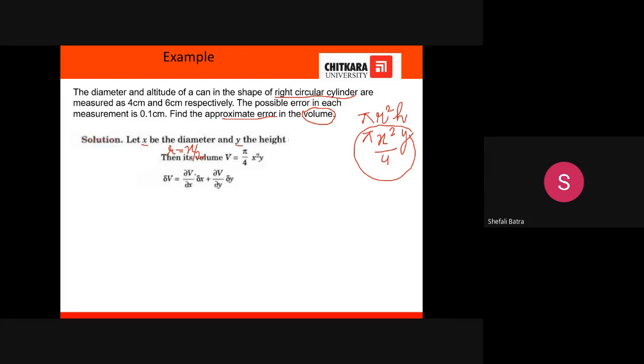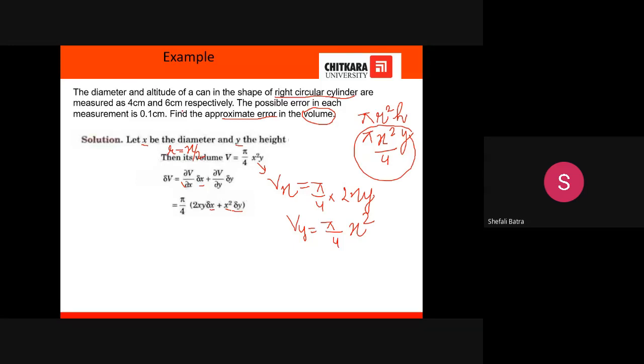So formula would be curly V by curly x into delta x plus curly V by curly y into delta y. So now you can find out this curly V by curly x. From here, curly V by curly x would be pi by 4 into 2xy. And what is curly V by curly y? Pi by 4 into x square. Right? So put all derivatives over here. Pi by 4 is common: 2xy delta x plus x square delta y.